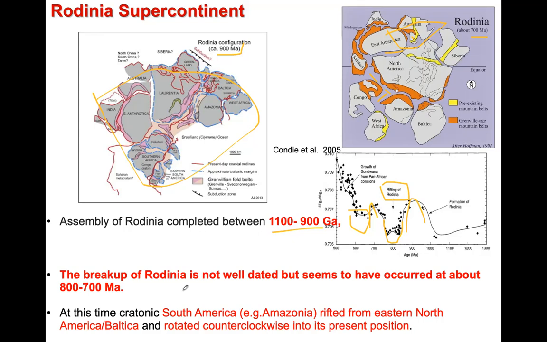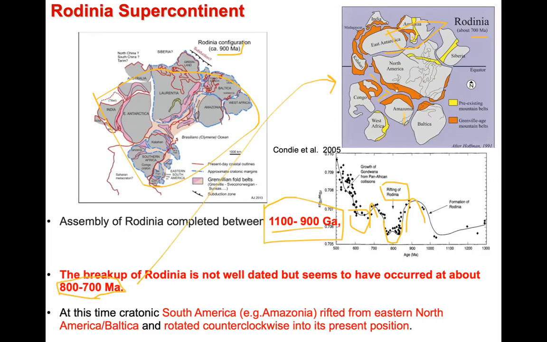Okay, the exact breakup of Rodinia is not well dated, but based on the available zircon data, it's termed as 800 to 700 million years. So this is the amalgamation time, the completion time of Rodinia, and then it was breaking. Maybe the peak of the breaking time is 700 to 800 million years. So that's why it's shown in this diagram, almost the breaking time.